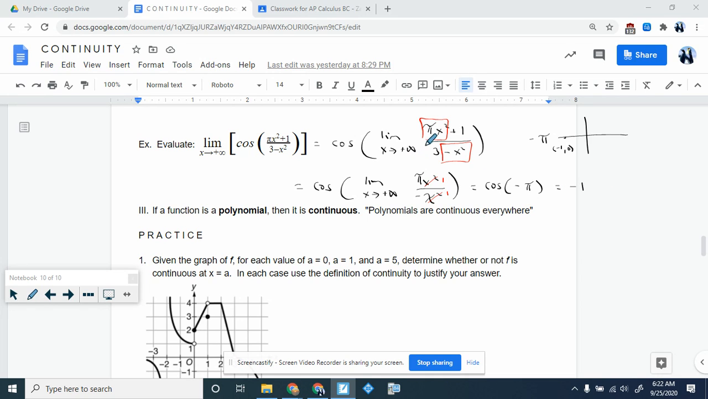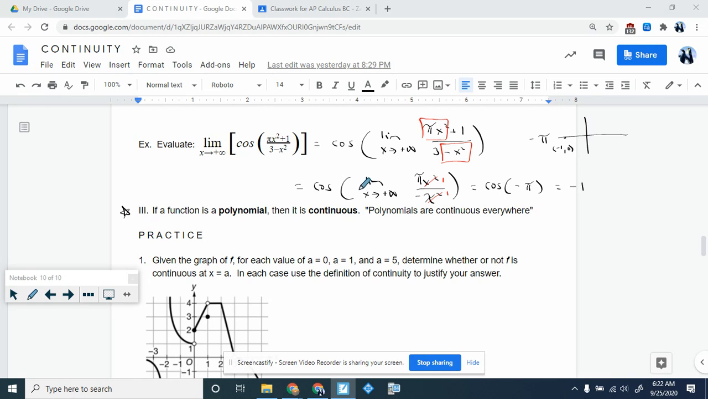So, not the most exciting problem in the world. Just see an example of how we can rewrite a limit expression by kind of pushing the limit through a function, provided that the function is continuous at that internal limit and cosine is continuous at negative pi. All right, so nothing crazy. Number 3 may be the most exciting. Maybe it's not, but I think it is.